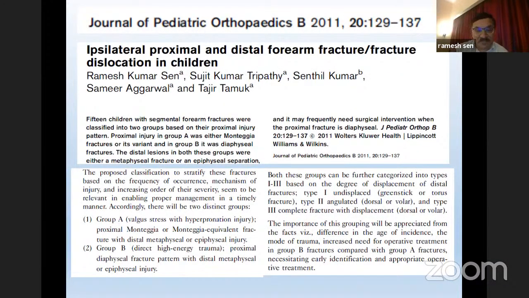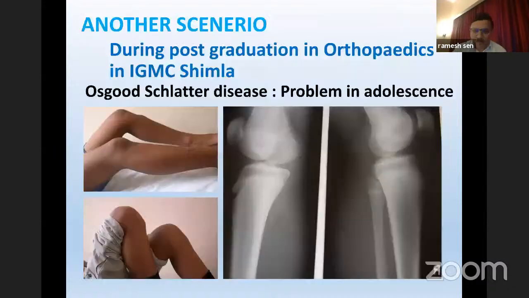Yes, and we even classified them. We even advocated what is the kind of management in this kind of injury. And so that is something without a proper research. And then this is another thing.